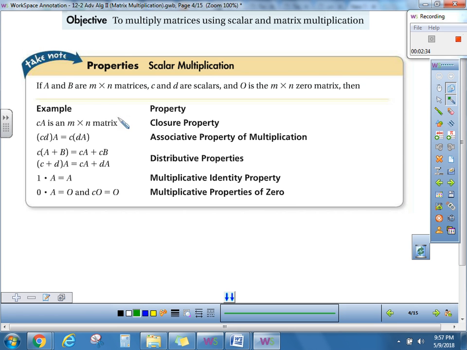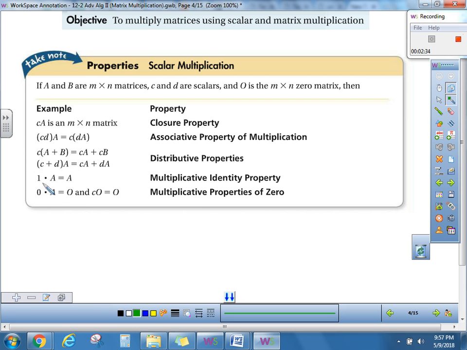So scalar multiplication has the closure property, and all that means is if you multiply a scalar by a matrix, you get another matrix. The associative property just tells me if I multiply C times D, so like 2 times 3, and then multiply that 6 by matrix A, it's the same thing as multiplying 3 times the matrix A and then multiplying that again by 2. We can use the distributive property. We could add A and B and multiply by C, or we could multiply C by A and add it to C times B. The next one is just the distributive property the other way.